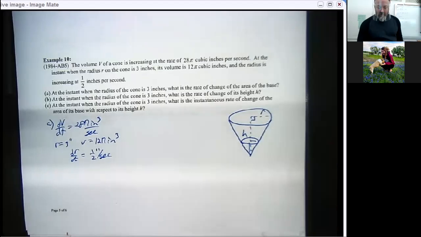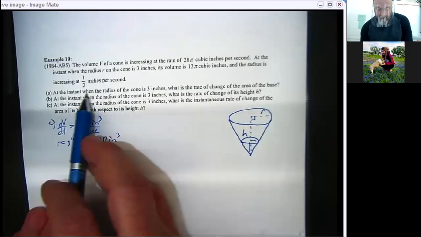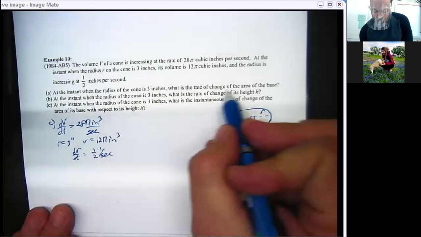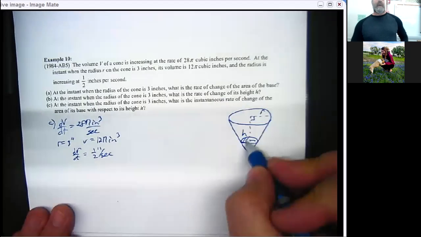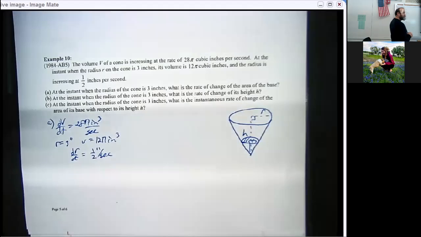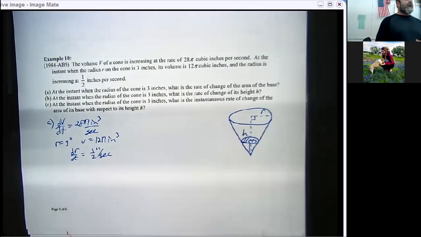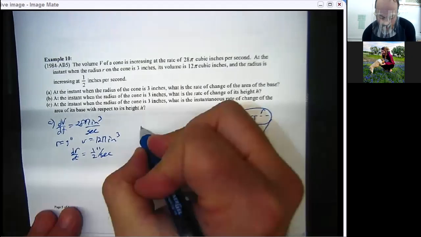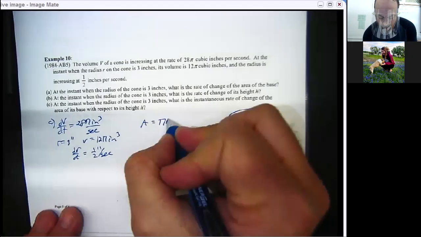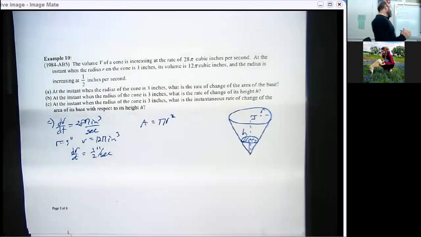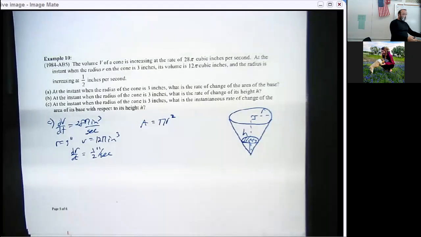So now, we've got some information over here, and it says, okay, so at the instant when the radius is 3 inches, what is the rate of change of the area of the base? We haven't done that before. What shape is that base? It's a circle. So do we have a master formula for the area of a circle? Yeah, we do. What is A? Pi r squared.